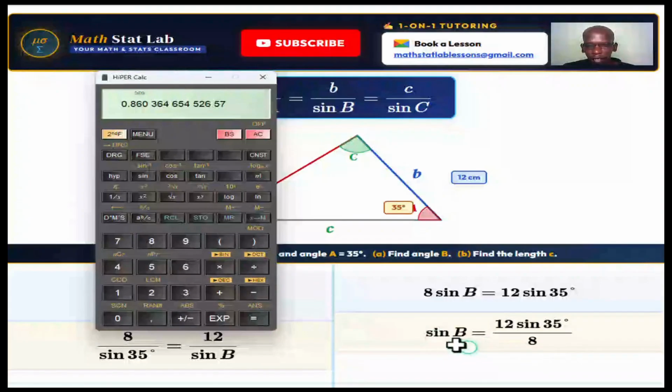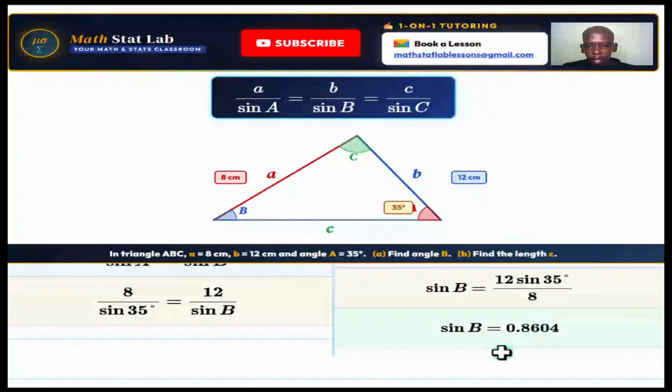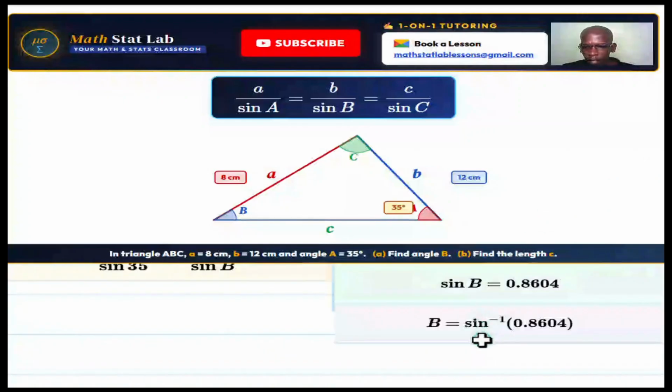That is the sine of b, but we need the angle of b, we don't need the sine of b. So that sine of b, when we round it off to 4 decimal places, becomes 0.8604. But we need to get the angle now, because we have the sine of this angle b. We just need to go back to the calculator and find the sine inverse of this sine here.